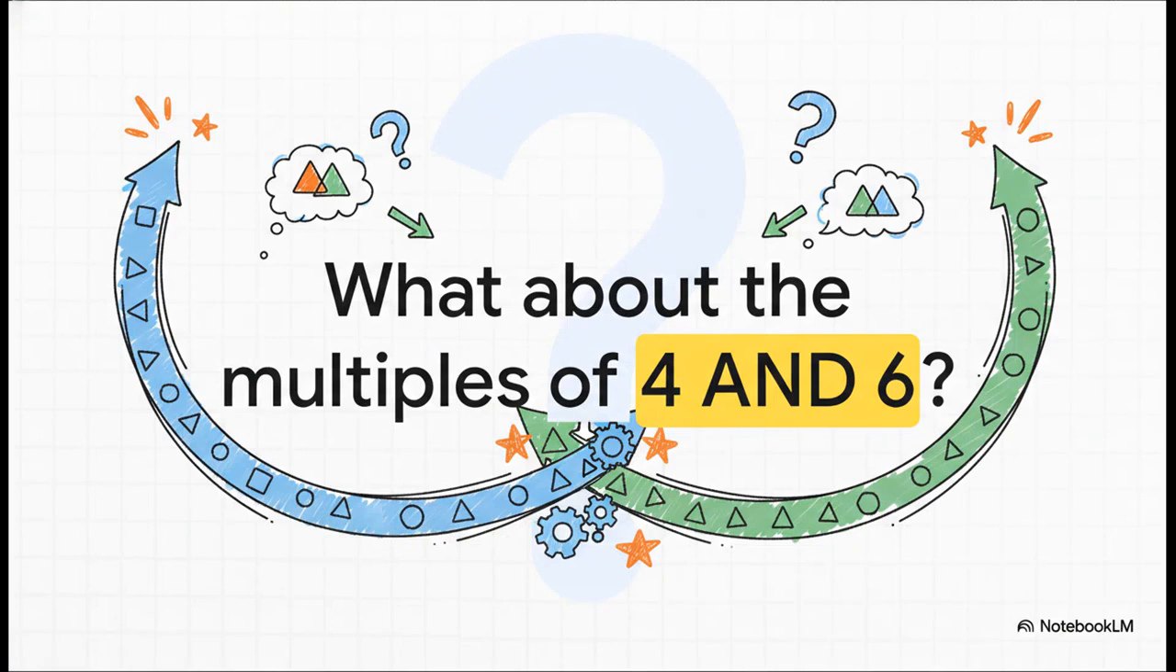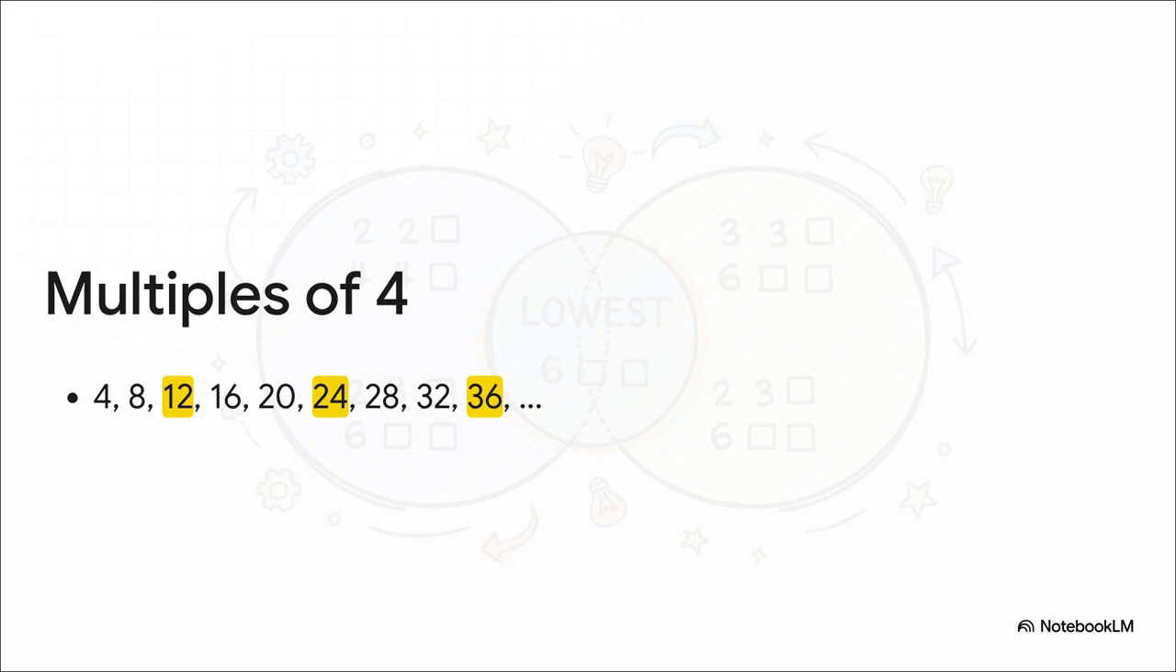So let's ask a question. We know the multiples of 4, right? But what happens when we throw the number 6 into the mix? Where do their paths actually cross? So here's our list for 4 again. 4, 8, 12, 16, and on and on. Now keep those bolded numbers, 12, 24, 36, in the back of your mind for just a second.